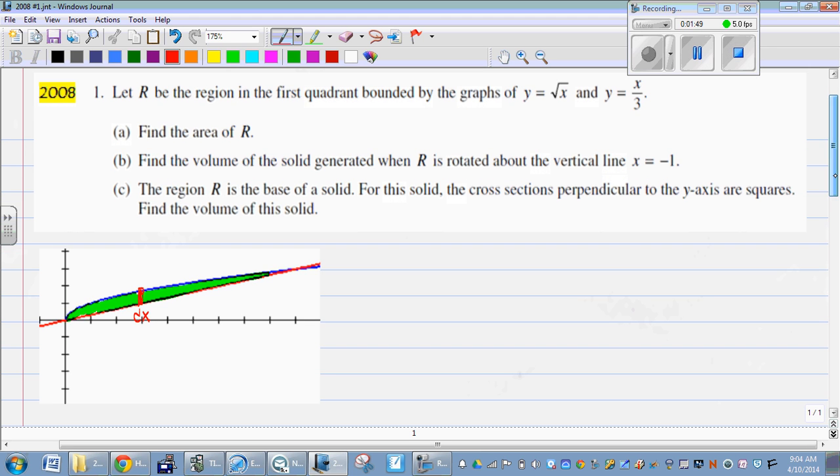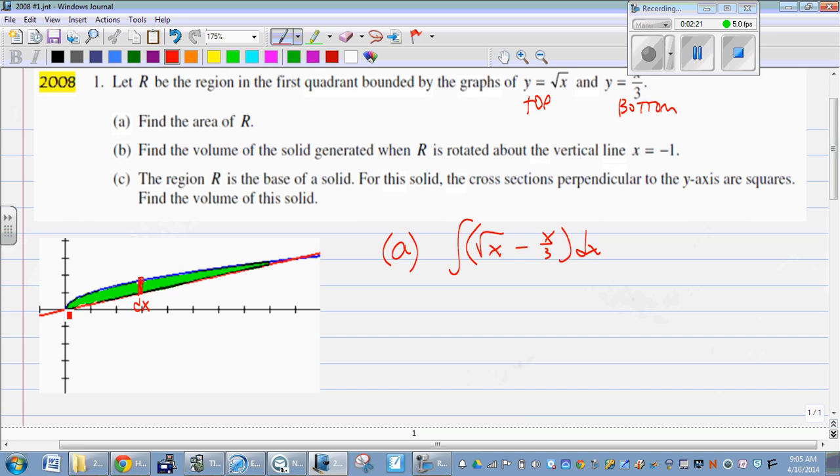But it's good to know we could do either one, because we're going to need to use dy cut later on. For part A, though, we're just going to take the definite integral from a to b, which we'll figure out in a second, of the top function minus the bottom function. So our top function is the square root function. Bottom function is our line. We're going to have square root of x minus x over 3 dx. And we need to figure out what a and b are, our upper and lower limits.